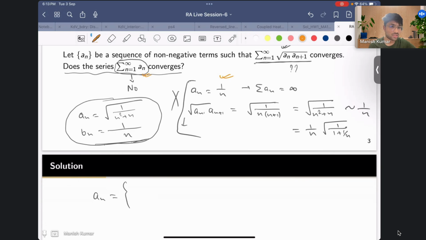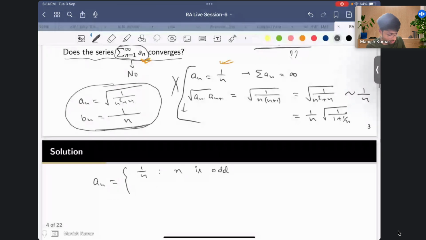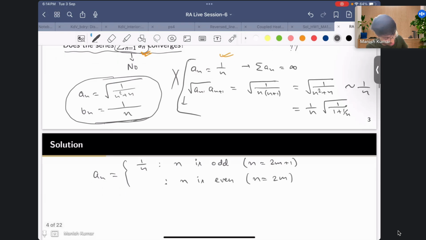I'll try to keep 1 by n so that I get some divergence criterion, so that this condition can be fulfilled. So what one can do is define an as 1 by n when n is even, let's say, or odd, whatever you feel. So when n is odd, let's say, n is equal to 2m plus 1 for some m, right? And when n is even, let's say n is equal to 2m, then you just define an as 1 by n square.